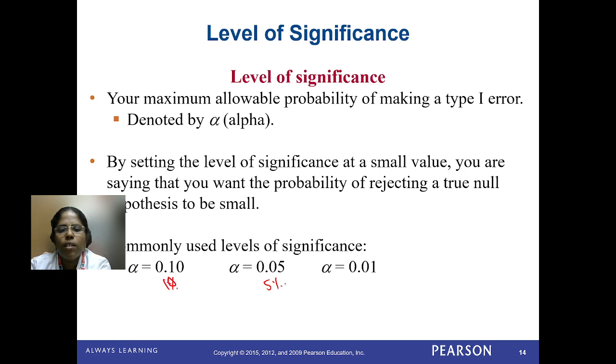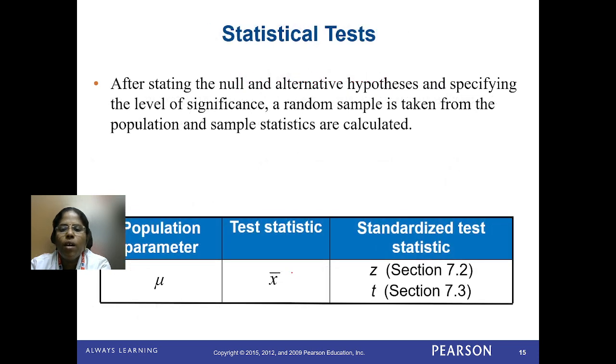Okay, and this is 5%, this is 1% level of significance. So next thing, for the probability of making a type 2 error, we can use beta, but we are not using this probability of type 2 error. We are always using the level of significance, and for this level of significance, what is our decision? Like that only we will do for the problem.